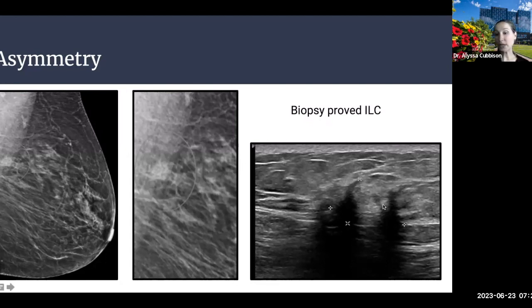This irregular shaped, very ill-defined shadowing mass was seen. Certainly the borders are hard to discern, really hard to say what is discretely the mass, but obviously you can see this looks very different than the rest of the surrounding normal breast parenchyma that we see here. So this patient did undergo a biopsy, and this was proven to be invasive lobular carcinoma.